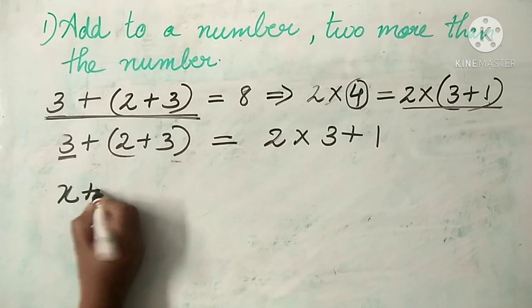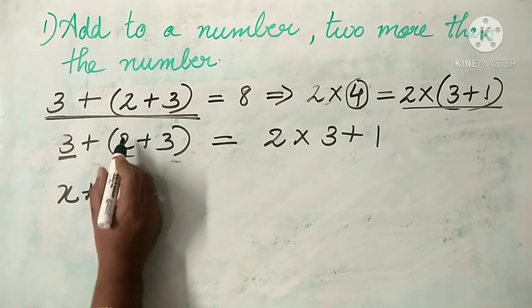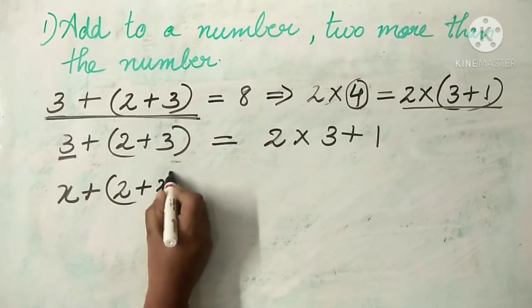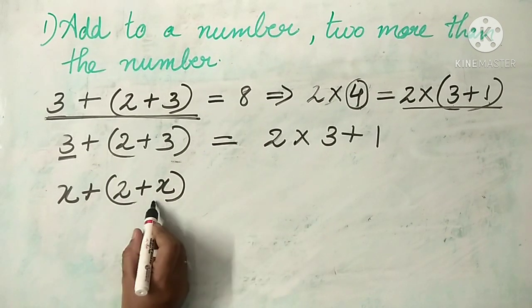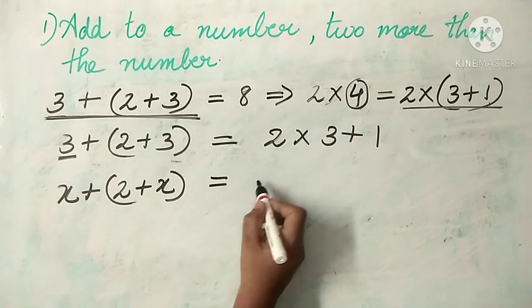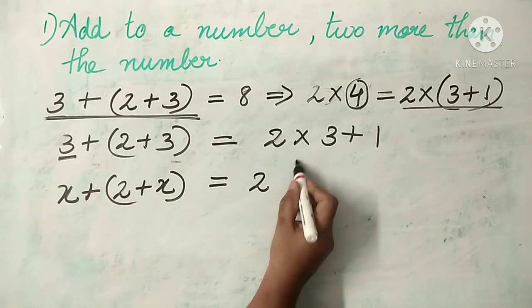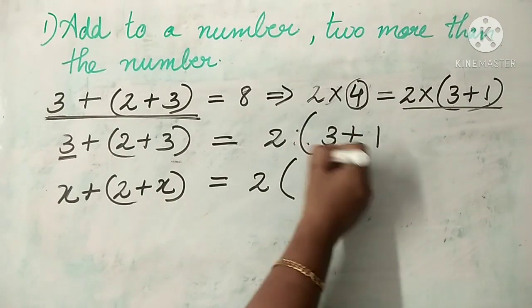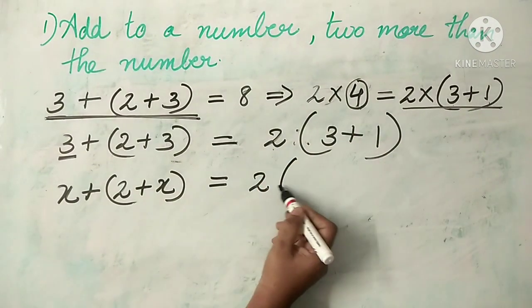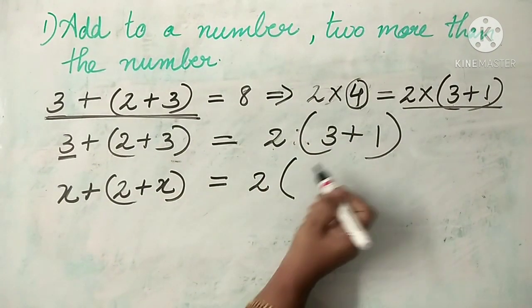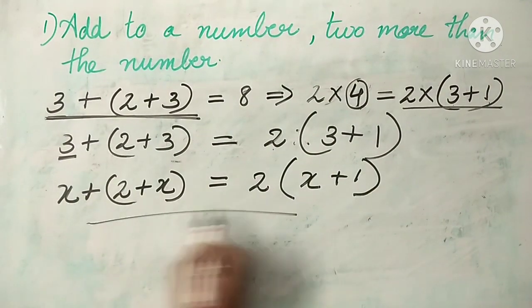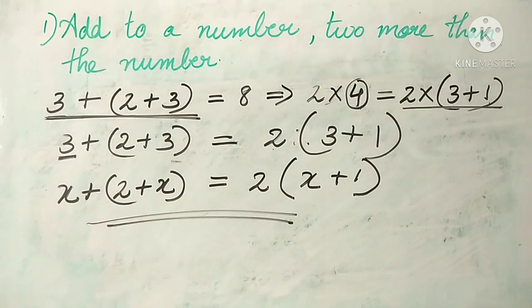x plus 2 means 2 more than x. 2 plus x. x plus 2 plus x is equal to 2 into, instead of into, we can write as bracket. Okay, 2 into 3. Instead of 3 we write x plus 1. This is the algebraic expression.